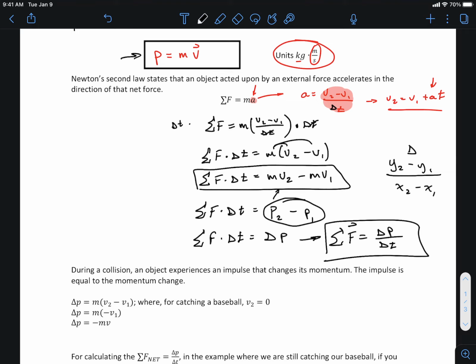So what is this then? What is this thing? Well, F delta t, this describes how an object's, or the force acting on an object, is changing relative to time.